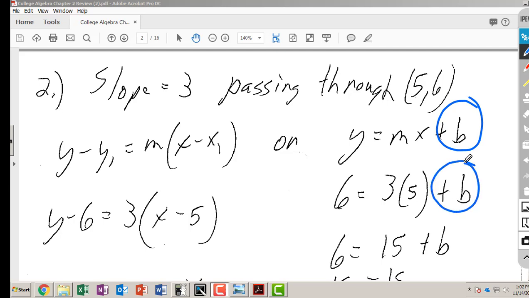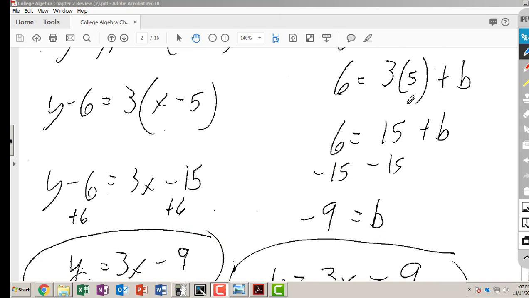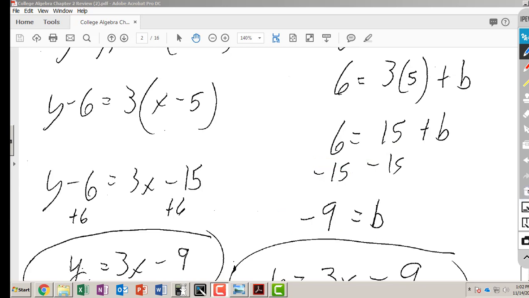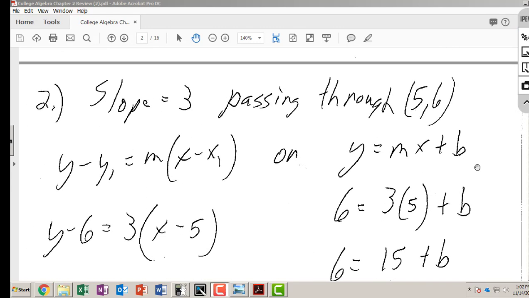So solving this equation, I'm going to take 3 times 5, I get 15. So now I have 6 equals 15 plus b. So now I need to go ahead and subtract 15 from both sides. So subtracting 15 from both sides, I end up with my y-intercept of -9. Okay, now that I know that my y-intercept is equal to -9, it's just a matter again of substitution. So here is my slope, which is 3, and you'll notice that up here it said that I had a slope of 3.